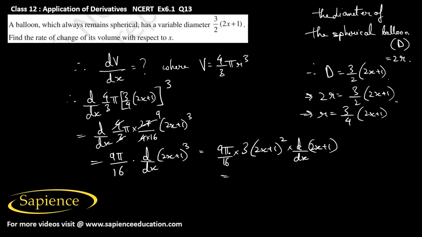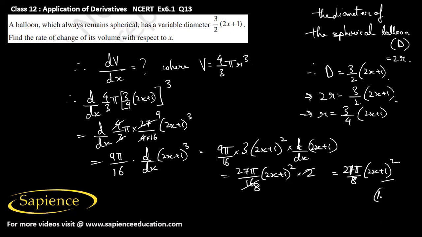So that will be equal to 3 nines are 27, 27 pi by 16 into 2x plus 1 whole square into d by dx of 2x plus 1, that is into 2. So 2 eights are 16. So the final answer is 27 pi by 8 into 2x plus 1 whole square. So this is the required rate of change of volume with respect to x. So this is the final answer.